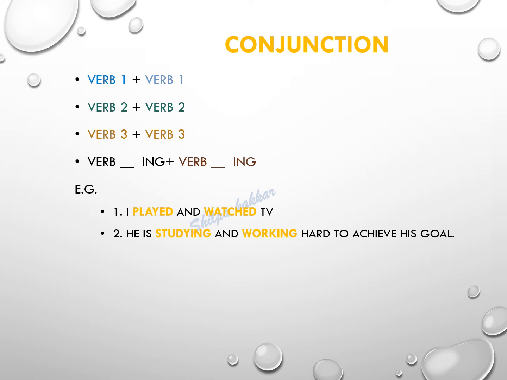Let us see another example. He is studying and working hard to achieve his goal. Verb plus ing form, and is a conjunction, plus verb plus ing form. So that is why this thing has made the sentence correct. If you say that he studied and working, then it is wrong. He is studying and working, ing plus ing. Then only will it make the sentence correct.